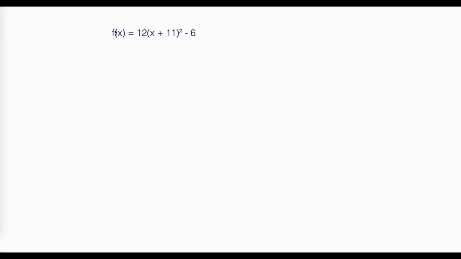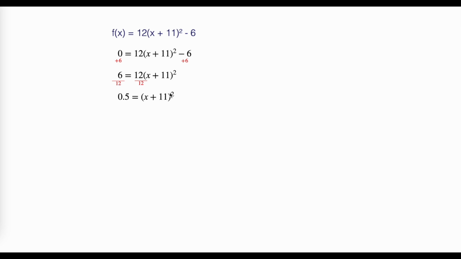Here's our function. We're going to set y to 0. That gives us 0 equals 12 times open bracket x plus 11 all squared, minus 6. I want to get rid of the minus 6, so I'm going to add 6 to both sides. That gives us 6 equals 12 times (x plus 11) squared. I want to get rid of the 12. It's multiplying the bracket, so I'm going to divide both sides by 12. 6 divided by 12 is 0.5. So 0.5 equals (x plus 11) squared.